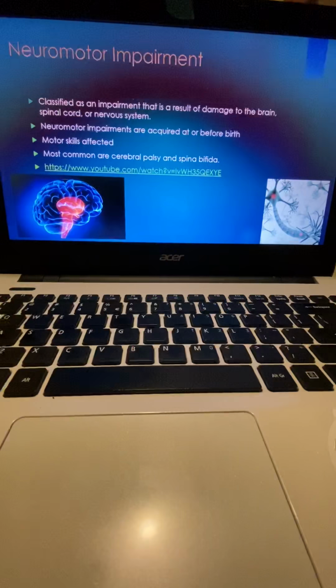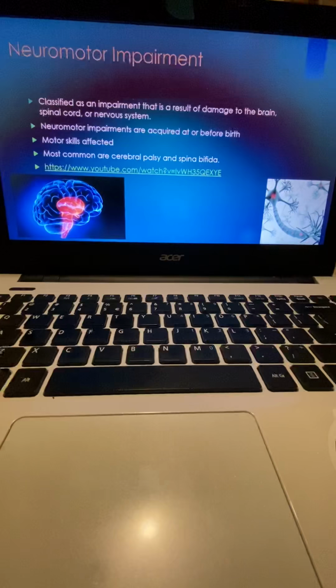Some of these neuromotor impairments are typically acquired at, or can be before, birth. So it's something that can be developed by pregnancy issues or some type of damage that this infant or individual can have early in their life, such as a fall or a bad movement to the neck, and it can actually result from the parent not taking the necessary precautions in order to take care of their baby.